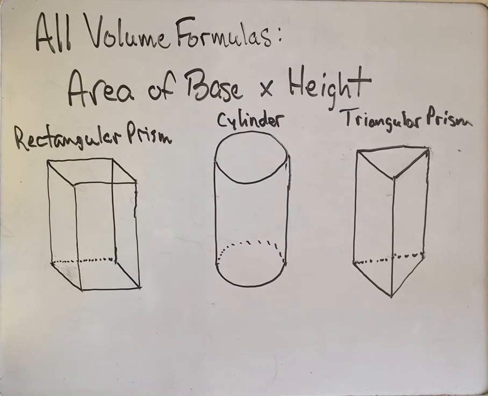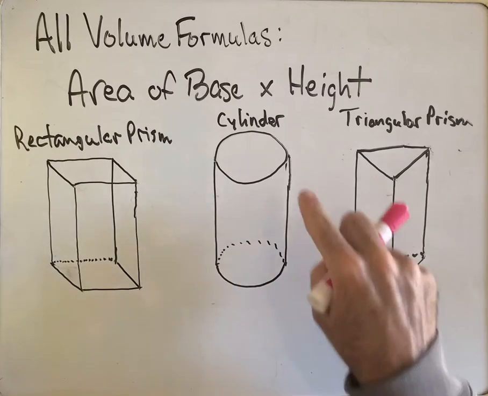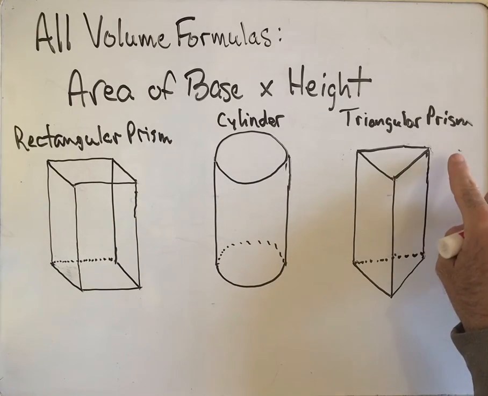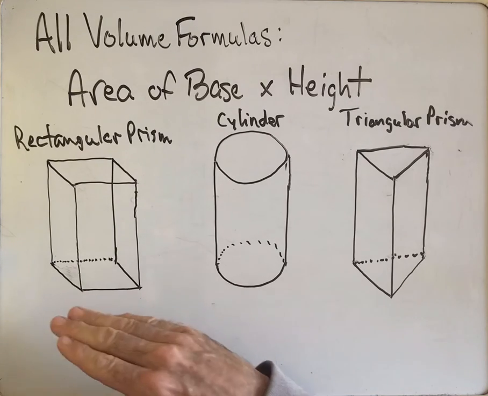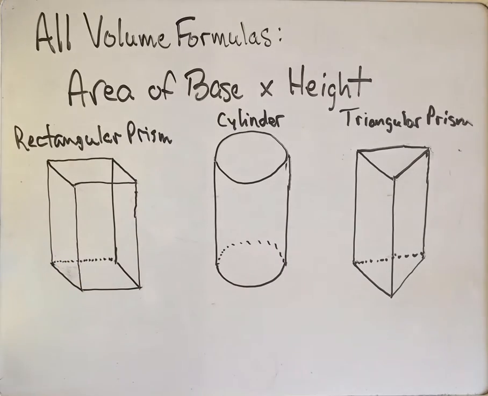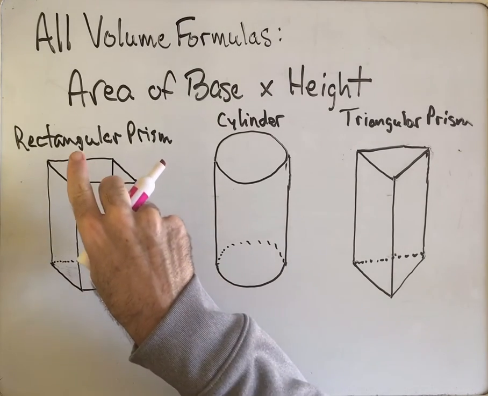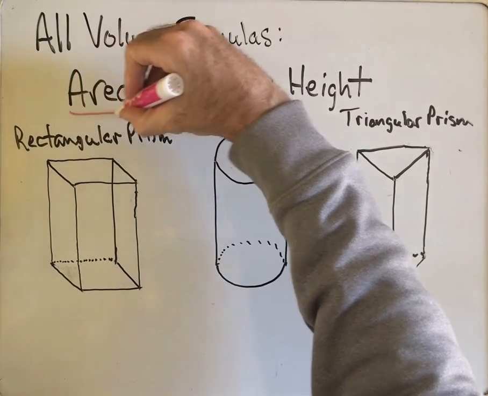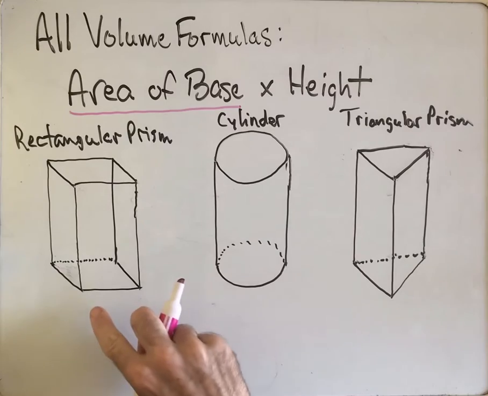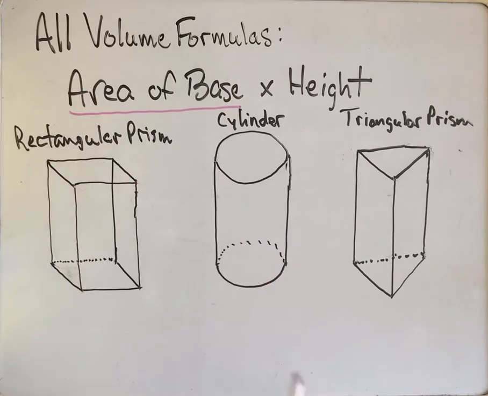So when we're talking about volume, whether we're talking about a rectangular prism, a cylinder, this is a triangular prism, or any of the other ones, what we're talking about is how much space it would take to fill up the whole prism or the whole object from top to bottom. Okay, so the underlying theme of all of it is we want to take the area of whatever the shape of the base is, and we want to multiply that by the height of the object.